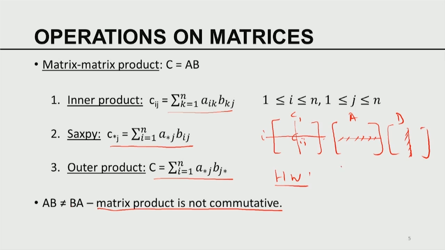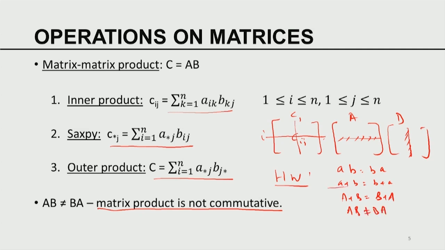If you take two numbers A and B, AB is equal to BA. If you took two numbers, A plus B is equal to B plus A. If you took two matrices, A plus B is equal to B plus A. But if you take two matrices, AB in general is not equal to BA.